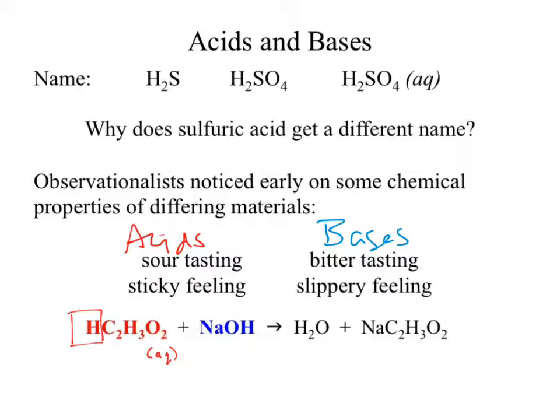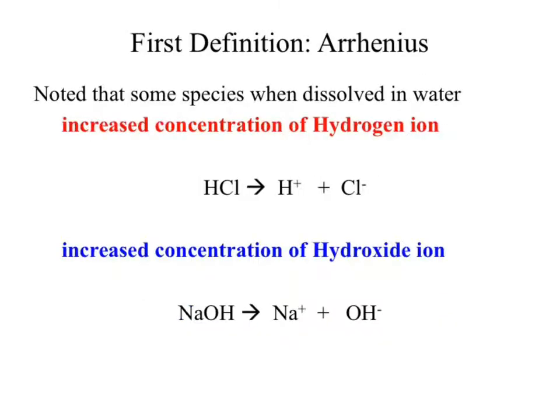Most acids, or at least when acids were initially discovered back by Arrhenius, what he ended up looking at was the change in concentration of hydrogen ion. What he found is that when acids were dissolved in water, the concentration of H+, the hydrogen ion, went up. And he noticed that when he dissolved bases, the concentration of hydroxide went up. So that's how he defined acids and bases.